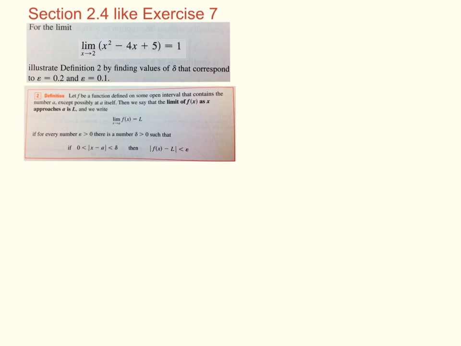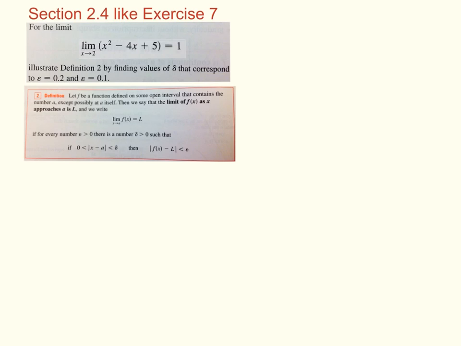That's a lot to swallow. So what is that saying? That says, as we are delta close to a with our x's, then we will be epsilon close to L with our f of x's. And if we can do that for every epsilon, find some delta, then that shows that our limit is approaching L for our function.